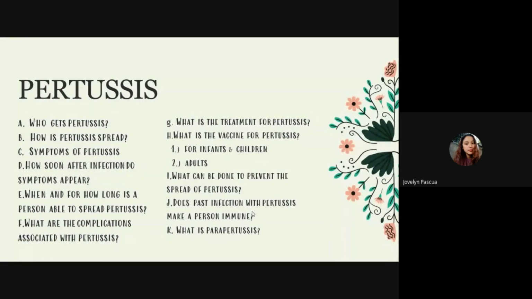Next topic is pertussis. So, who gets pertussis? How is pertussis spread? Symptoms of pertussis. How soon after infection do symptoms appear? When and for how long is a person able to spread pertussis? What are the complications associated with pertussis? And what is the treatment for pertussis? What is the vaccine for pertussis for infants and children and also for adults? What can be done to prevent the spread of pertussis? Does past infection with pertussis make a person immune? What is parapertussis?